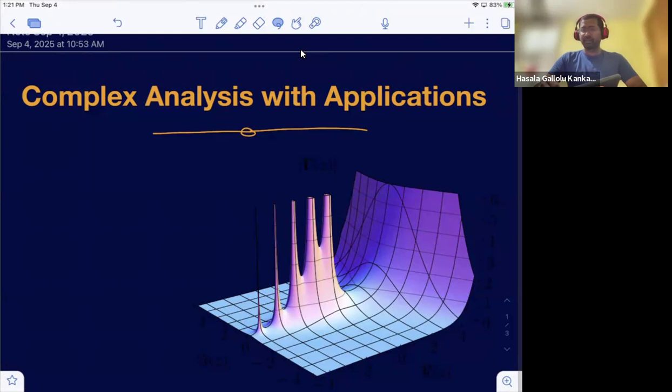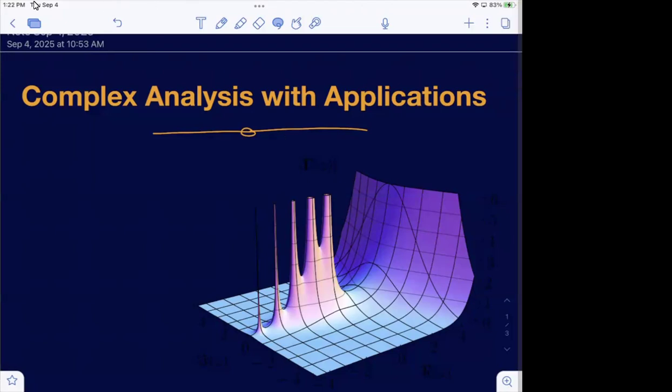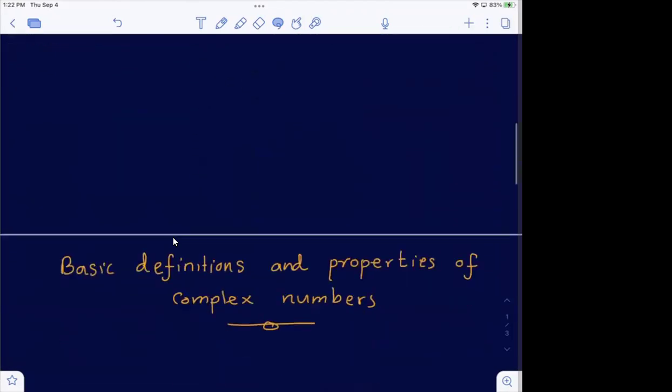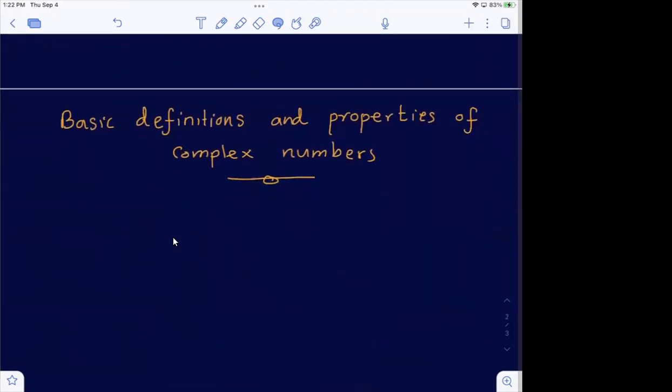In this lesson, we will go over basic properties of complex numbers. To begin with, we start with the definition of complex numbers. So what is a complex number?